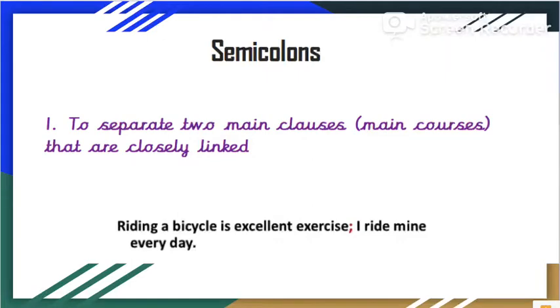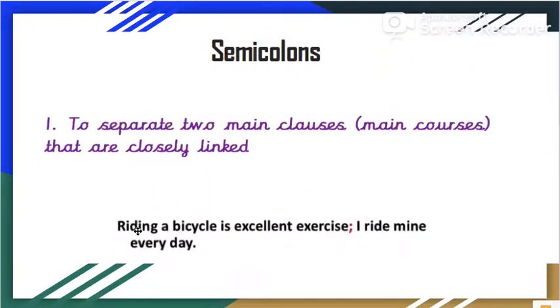So the first reason that we use semicolons is to separate 2 main clauses. So our main clauses, the ones that would be our main course in a meal, the ones that make sense on their own. And we use a semicolon when they're closely linked together, as we want to join them to become one sentence. But both clauses have to be linked together to be able to be joined together to make sense.